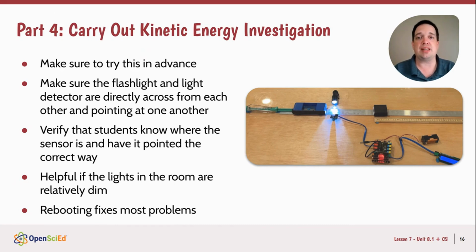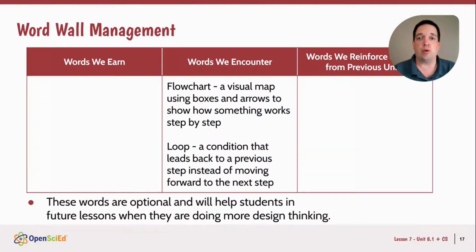It also helps if the lights are a little bit dim. I pull the shades on my windows. I leave the lights on because it gets dark enough. You don't need a totally dark room, but you want to set it up for success. Finally, if your equipment is having any issues, I find that just turning it off and back on again fixes most of those issues. For the word wall, there's really only 2 words to worry about for this lesson.